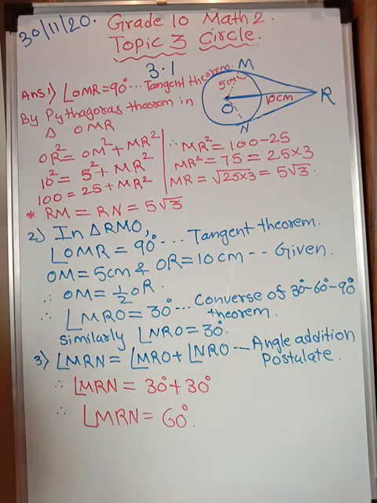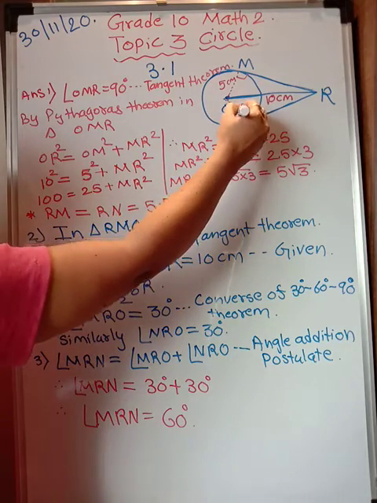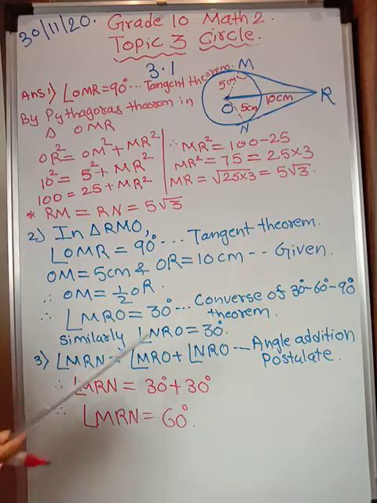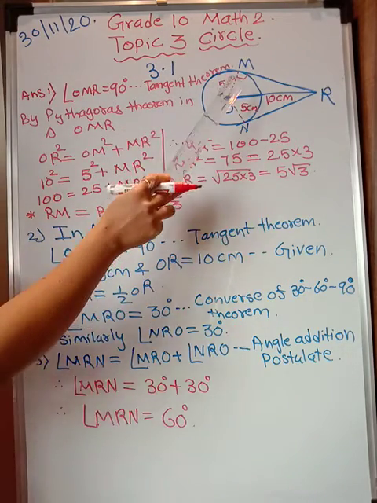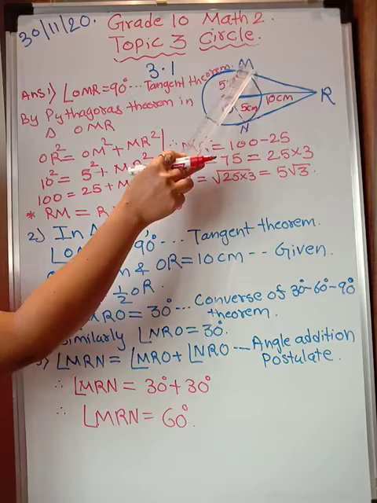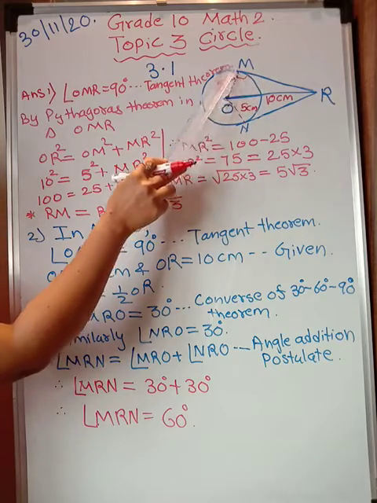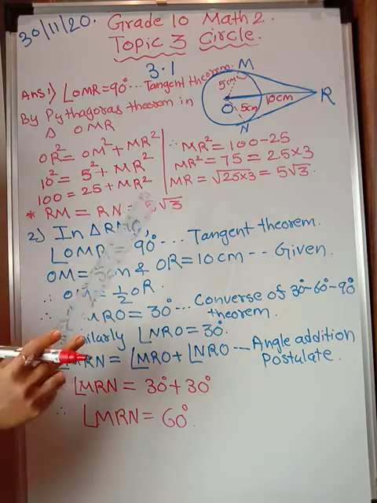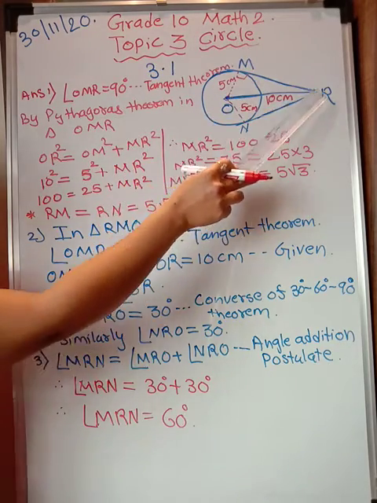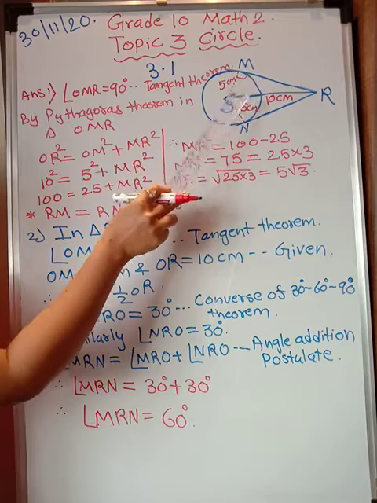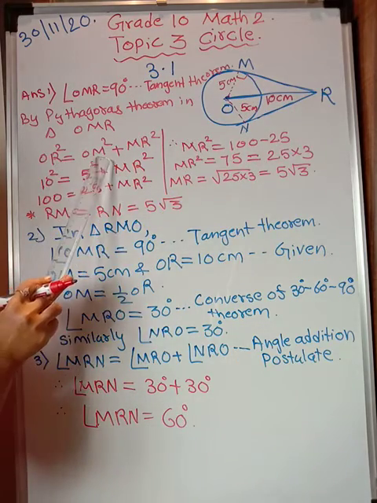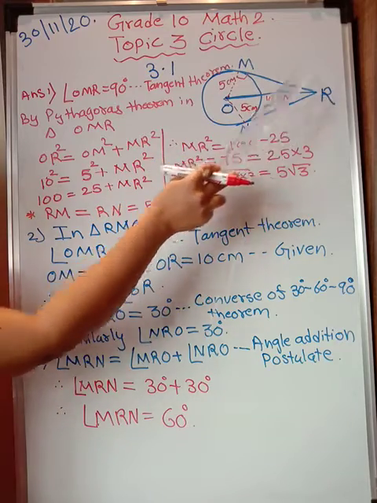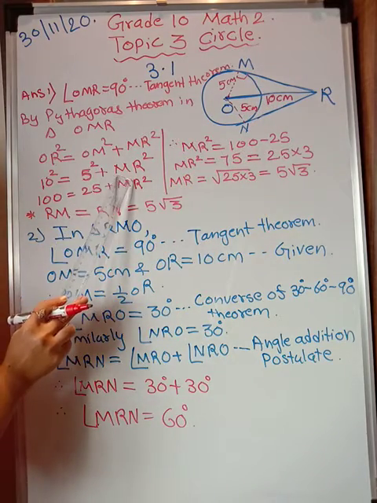So this is 5, this is also 5 because both are radius. So first they have asked what is the length of the tangents. Now see, in this triangle OMR, angle M will be 90 degrees by the tangent theorem. Radius and tangent are perpendicular. That is the tangent theorem. If this is 90, we can apply Pythagoras theorem in this triangle. Opposite to 90 is OR. So we have OR square is OM square plus MR square. So 10 square will be equal to 5 square plus MR square.